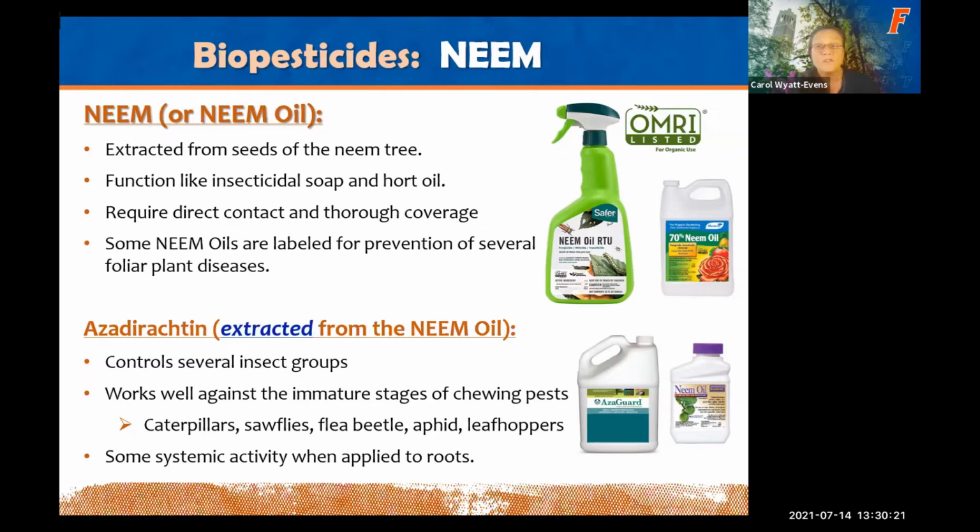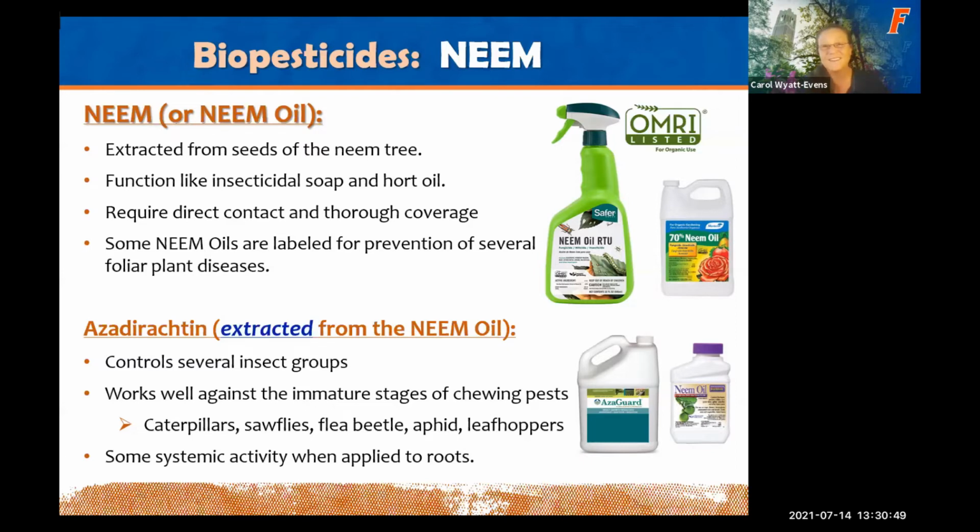Some neem oils are labeled for prevention of several foliar diseases. This is the one cool thing about neem oil that makes it different from your regular hort oils. They can control common fungi that grow on plants as well as veggie plants, such as mildews and rusts, leaf spots, as well as some stem rot. Now, azadirachtin is an extract that is a part of that neem oil.